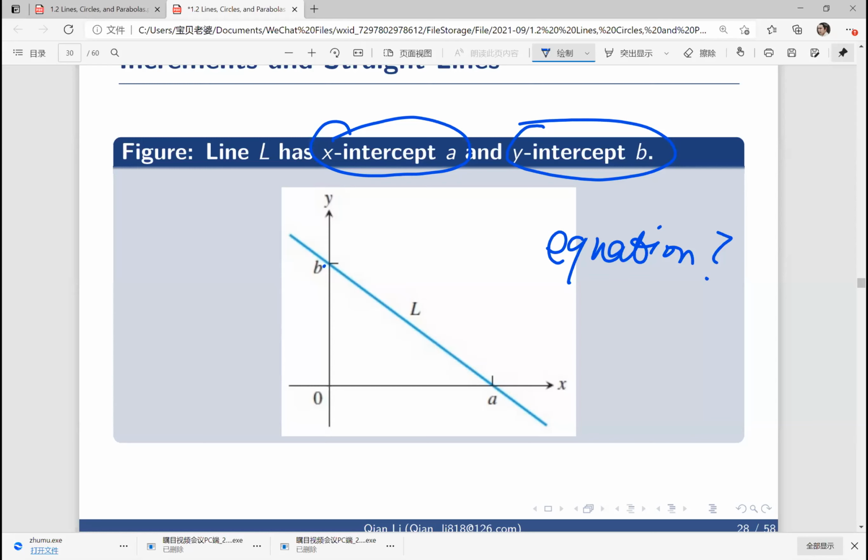And what we will do with this equation? I mean, y equals b plus mx. Okay, let's see it together, okay?